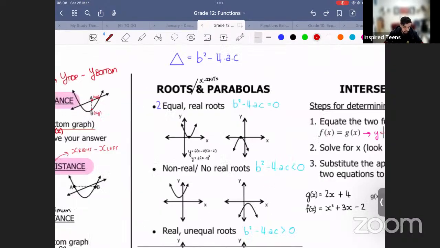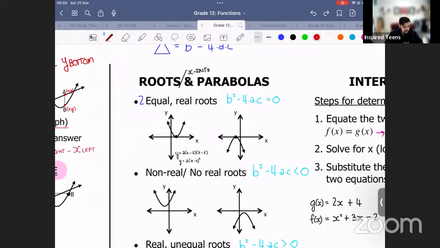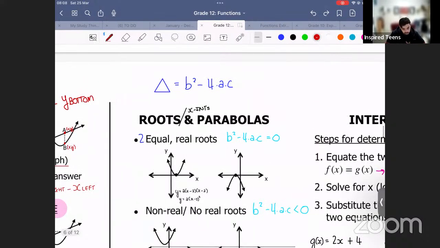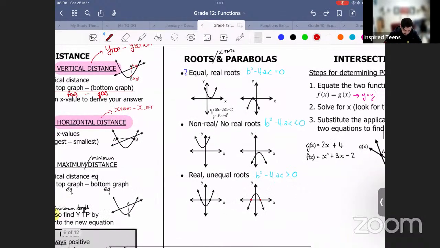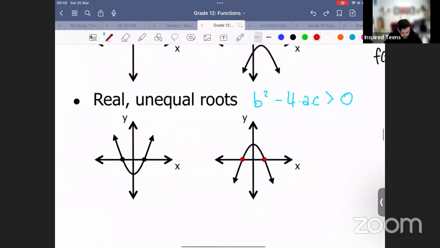Let us continue. Then we discussed roots and x-intercepts in terms of parabola graphs. We discussed them with the discriminant as well. The discriminant we said is this triangle, which is equal to b squared minus 4ac, right? The triangle is a symbol that represents the discriminant. Then we said what happens when we have real, unequal roots, so basically just real roots, meaning we have two real roots.